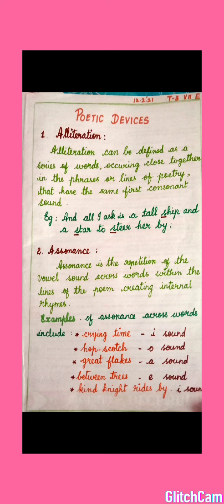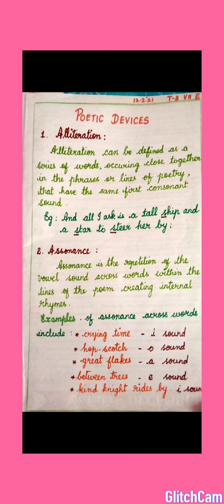Okay, "and all I ask is a tall ship and a star to steer her by." Here you could see that ship starts with the letter S, which is a consonant. Star, S, is a consonant, and steer, S, is a consonant. You can also say that in this alliteration the consonant letters are repeated, hence we call it consonance also. Second one is called assonance.